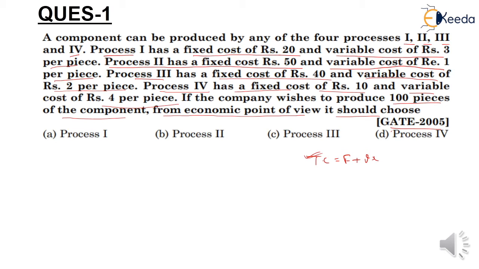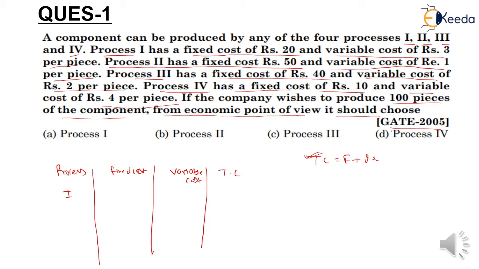So students, let's start. Here we write the first column as process, the second column as fixed cost, then variable cost, and total cost. Process 1: what is the fixed cost of process 1? Here process 1 has a fixed cost of 20 rupees, and the variable cost is 3 rupees per piece.